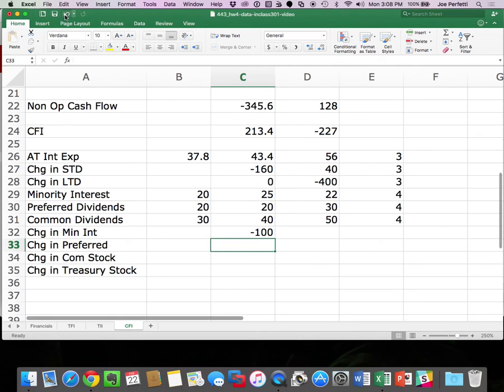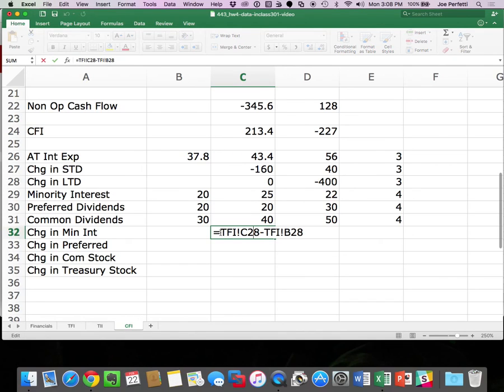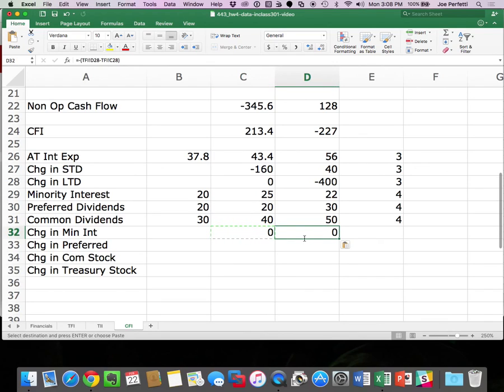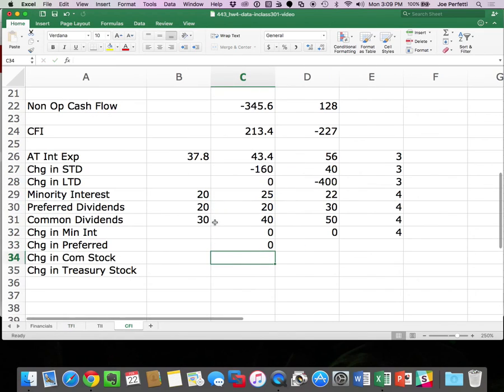So back to this. Good news is it's zero, so you don't have to worry about it for your homework assignment. But here, I'll go ahead and set it up. Okay, so you copy, would flip it for minority interest, just like you would for long-term and short-term debt. Okay, change in preferred equals, kind of like minority interest, no difference, just an equity account. So preferred, delta, same concept.